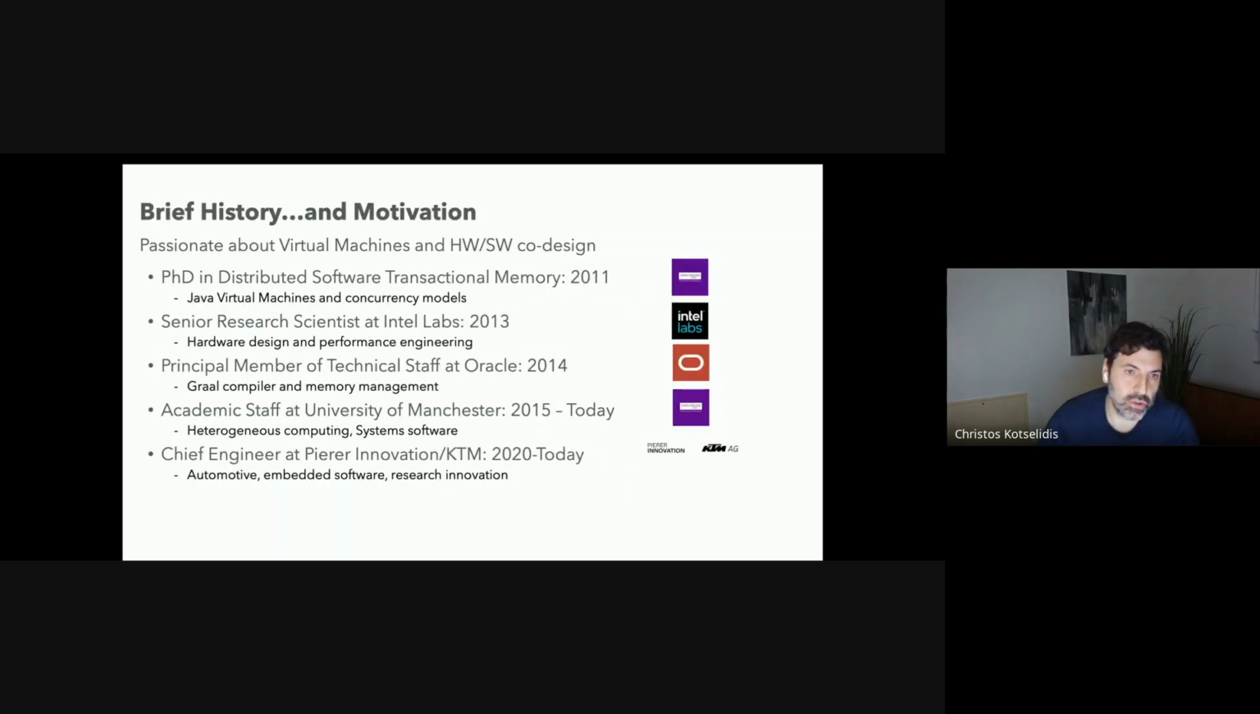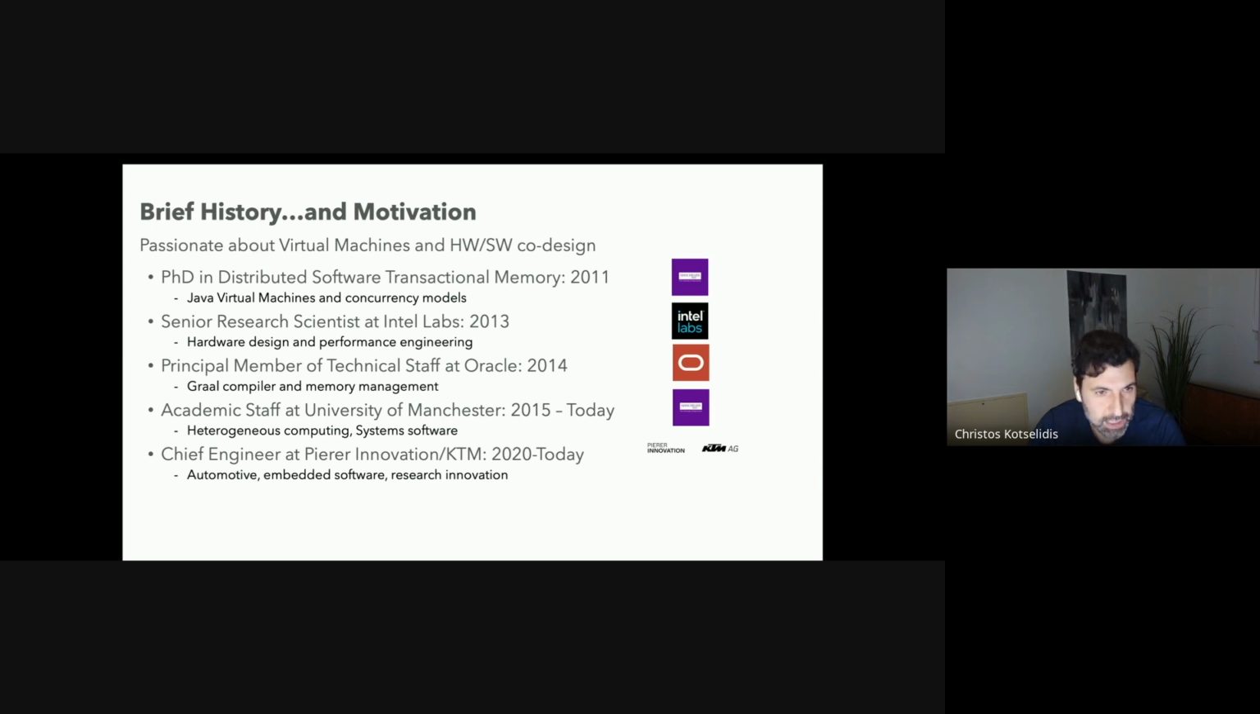Before I talk about how to build and maintain research teams, a little bit of my background. I finished my PhD in 2011 at the University of Manchester. I did virtual machines and concurrency models. And then after debugging concurrency bugs for 4 years, I got completely burnt out and I said, okay, I'm going to do hardware, enough of the software.